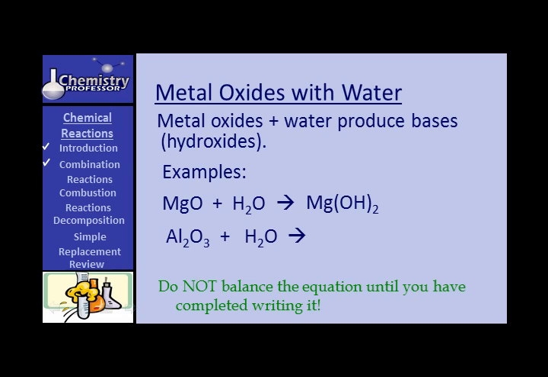What about aluminum oxide plus water? Well, aluminum oxide plus water likewise should form the hydroxide, aluminum hydroxide. And we balance this equation. Let's see. 2 aluminums on the left, 1 on the right. We need a 2 here. Then to balance oxygen, we're going to need a 3 here, and hydrogen checks. Okay, good. Let's go on.